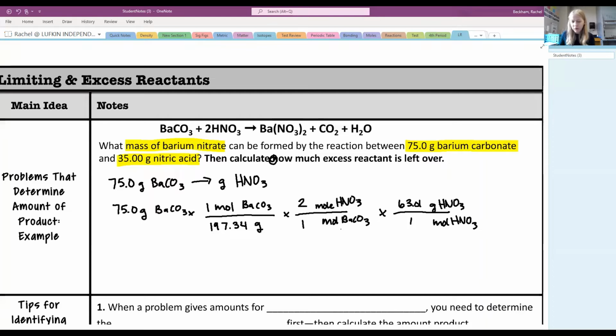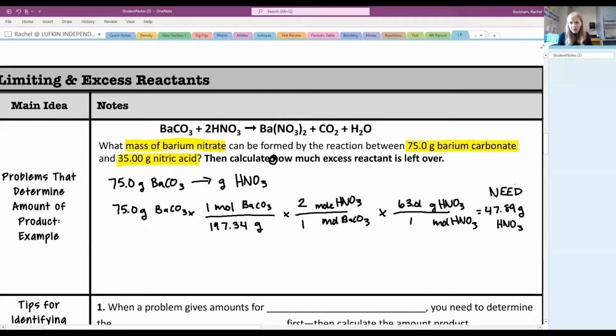I want everybody to try to punch this in their calculator if they haven't yet. Hold on. All right, so I'm getting 47.89 grams of nitric acid. This is what we need, okay?